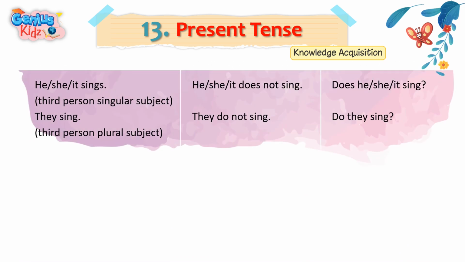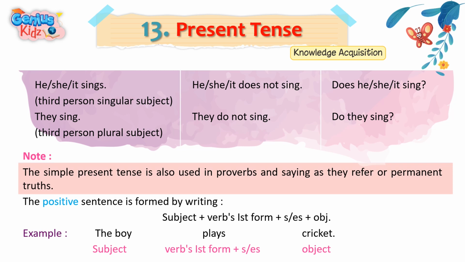He, she, it sings. Third person singular subject. He, she, it does not sing. Does he, she, it sing? They sing. Third person plural subject. They do not sing. Do they sing? Note: the simple present tense is also used in proverbs and sayings as they refer to permanent truths.